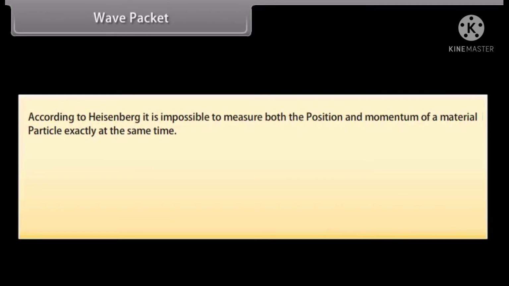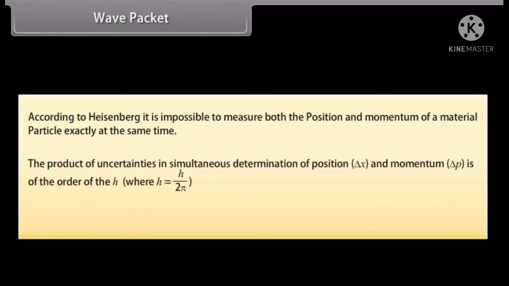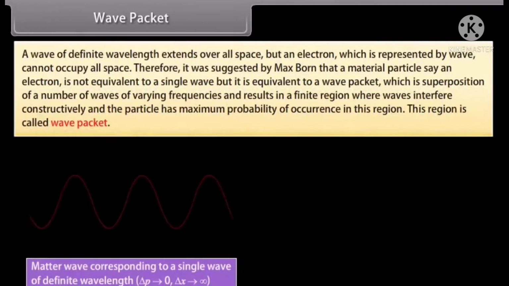Wave packet. According to Heisenberg, it is impossible to measure both the position and momentum of a material particle exactly at the same time. The product of uncertainties in simultaneous determination of position delta x and momentum delta p is of the order of h cap, where h cap = h/2 pi, delta x into delta p approximately h cap. A wave of definite wavelength extends over all space, but an electron, which is represented by a wave, cannot occupy all space.